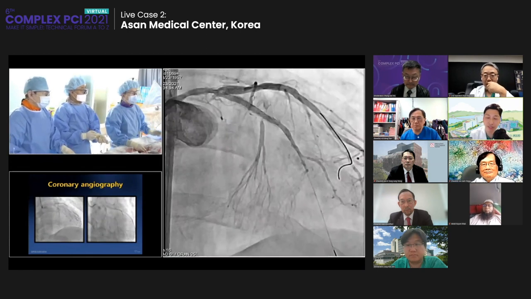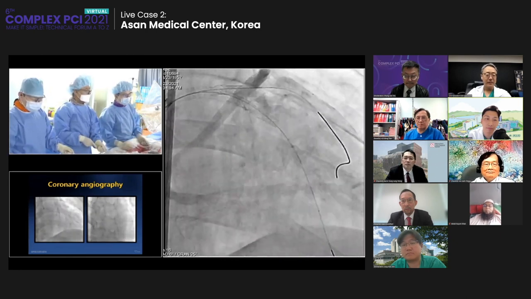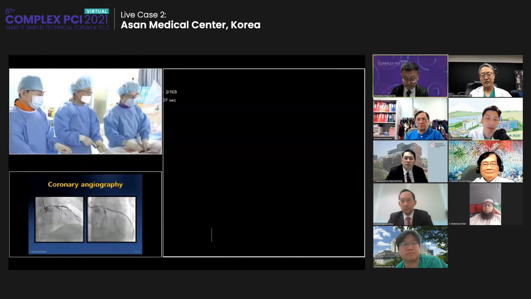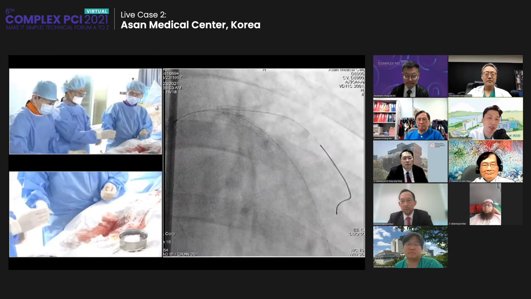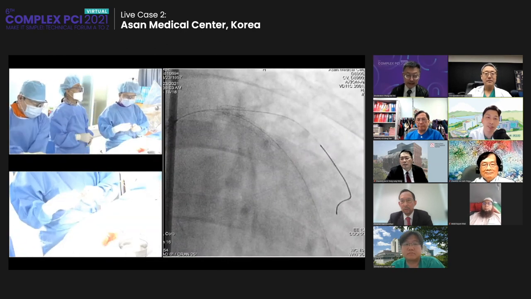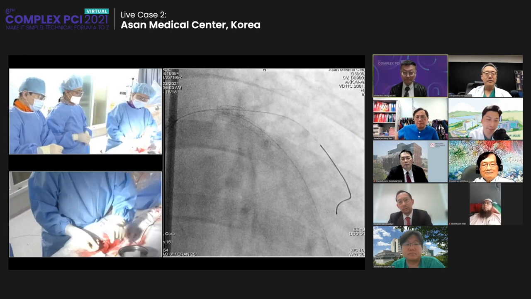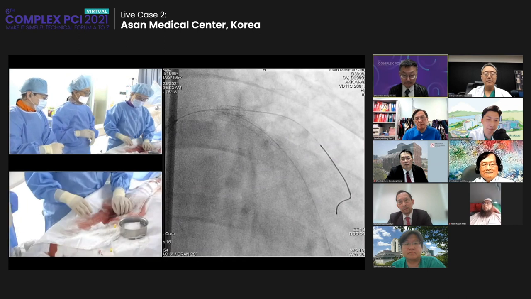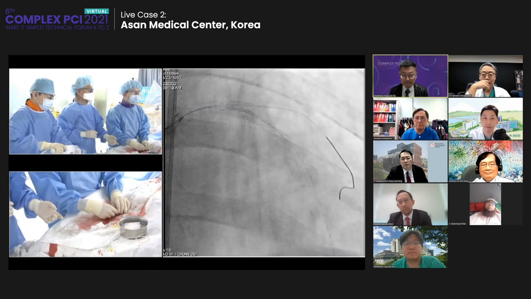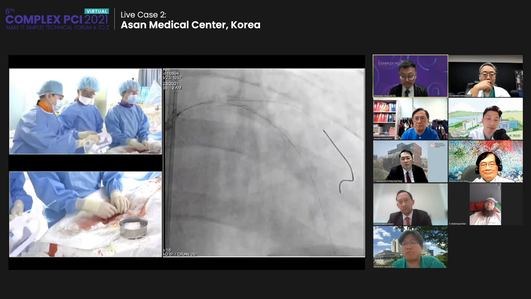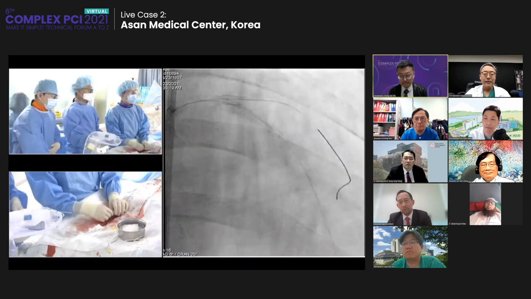There's no change. Still very weak. I think we can check it with the IVUS. Yes, because we have IVUS. I decided to check the intravascular imaging to rule out whether it is tight disease, competition, or thrombus. And because wiring was very easy and smooth, I am not so concerned about wire dissection.